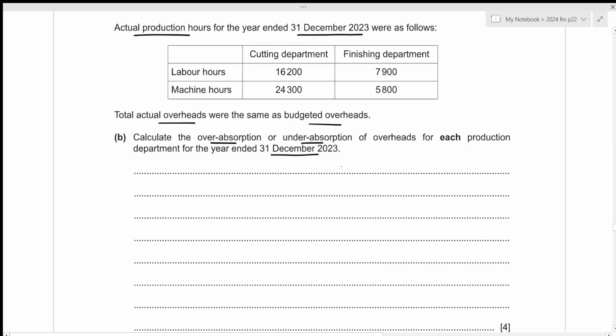Alright. So we need to calculate the over absorption or under absorption for both departments. So this will be our working for the cutting department. This will be our working for the finishing department. And whenever we need to calculate the over absorption or under absorption, we just need to compare the actual overheads to our budgeted overheads. Let's start with the actual overheads.